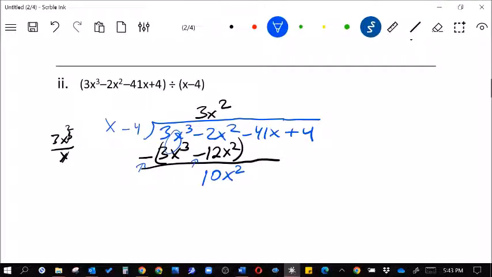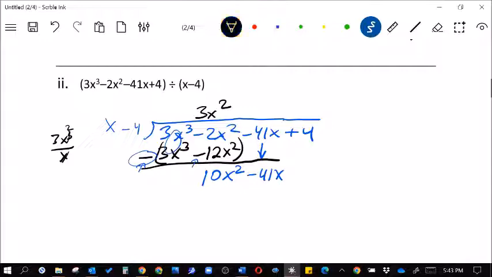Many people doing this would make this negative 14x squared because they forgot that it was subtracting the negative, making it a plus. So be very careful. That's the number one place people make errors with this. If you avoid those errors, you can get this right. And now you know about those errors, so you can think very carefully about it. 41x. Now we repeat the same thing.